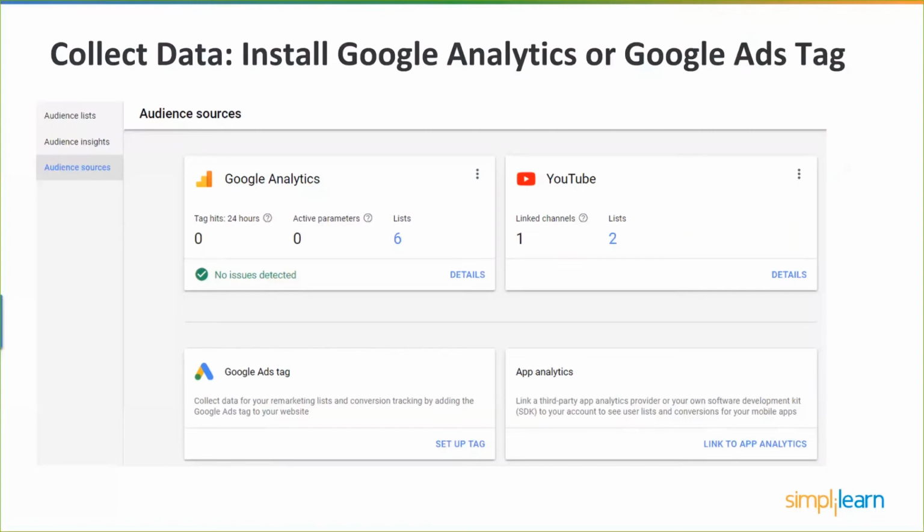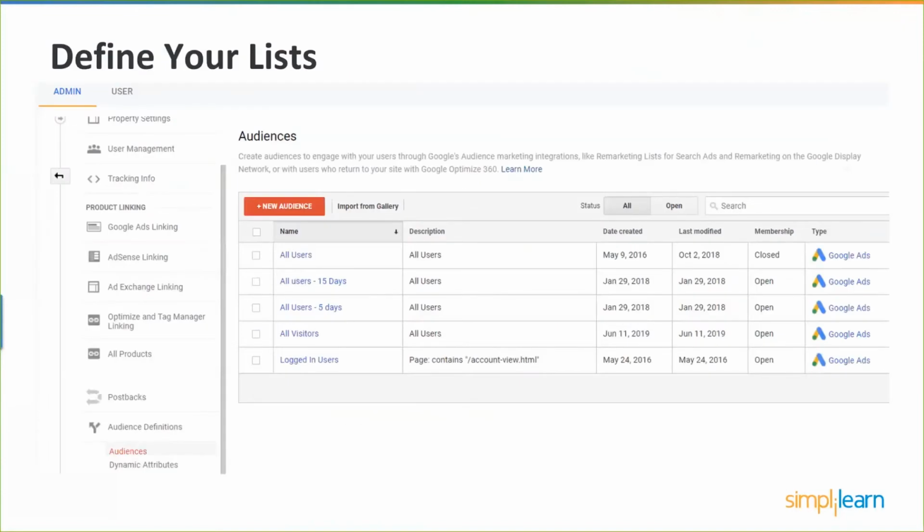If you don't use Google Analytics, you're a Core Metrics or an Adobe Analytics shop, right, then you're going to use the Google Ads tag often on your site. So step 1 is just getting your site tagged, whether it's Google Analytics or the Google Ads tag. Second step is defining your lists. Now, personally, for list definitions, I prefer Google Analytics because you can be really, really custom with your lists.